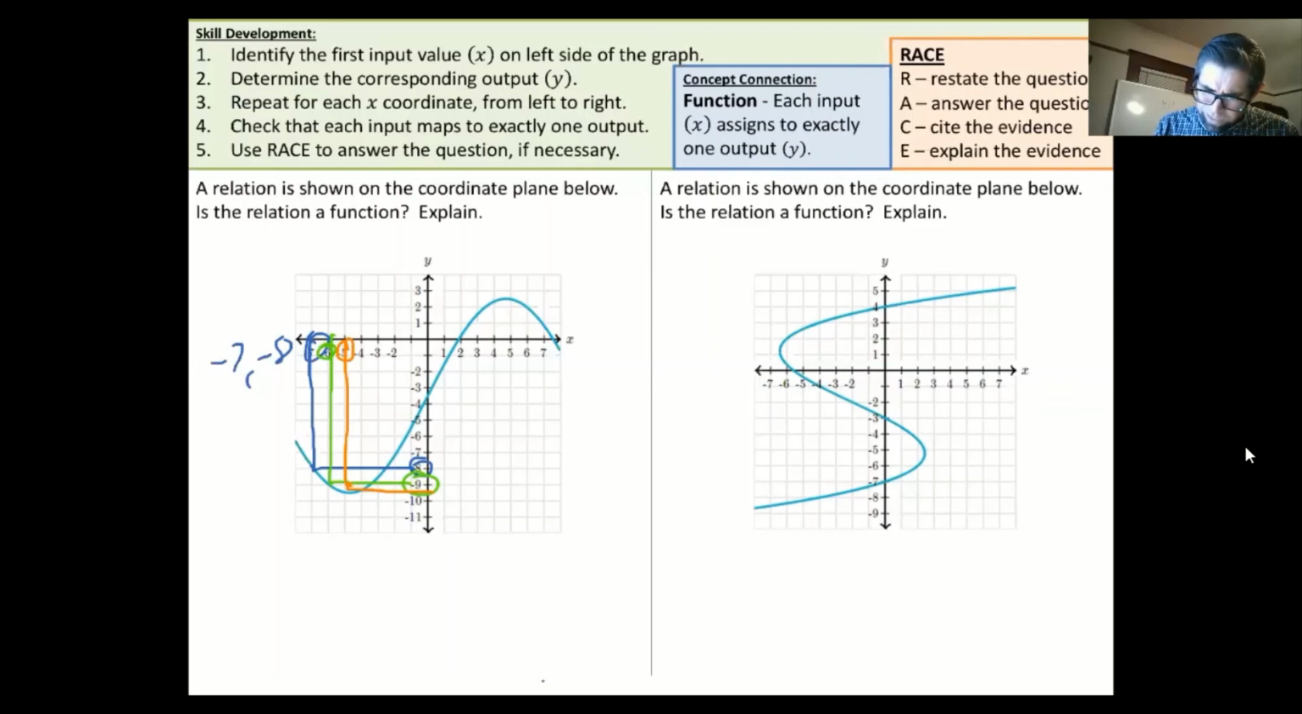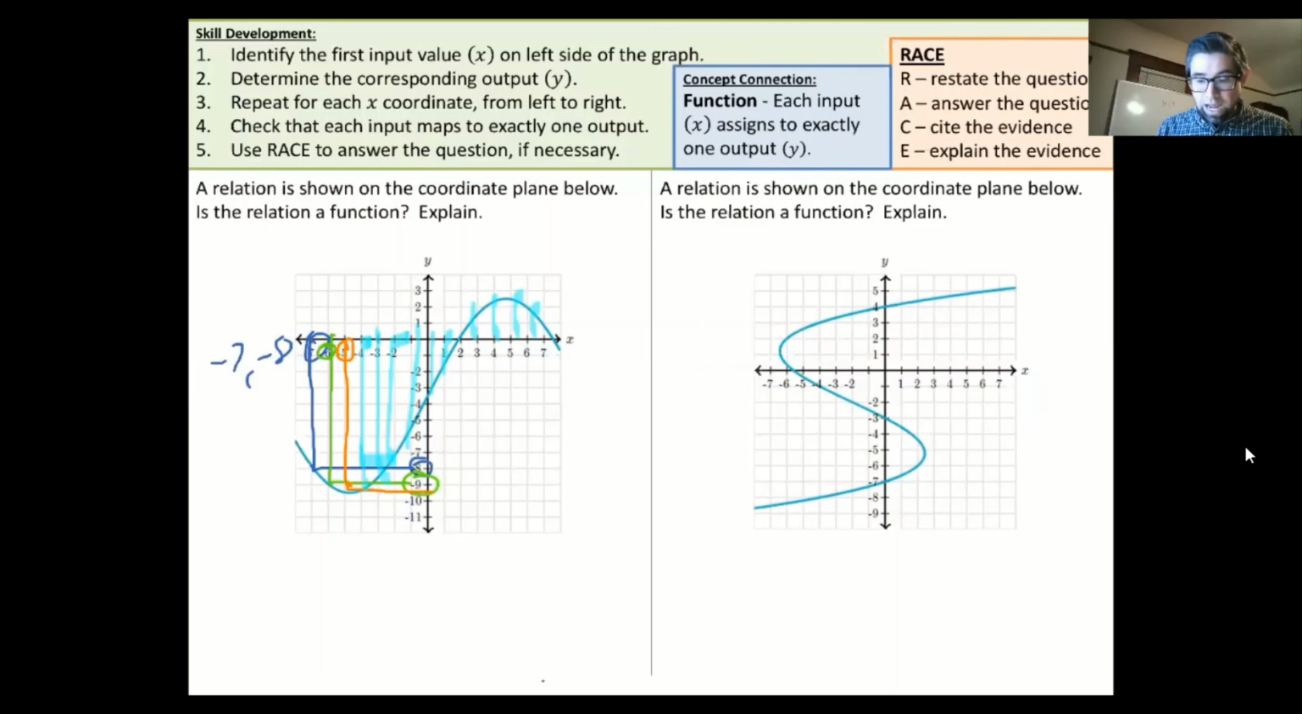Well, if we were to continue this and I were to check every single x value, going from -4, if I move that one down, it only touches the relation at one place. Here, -3 touches the relation at one place. Every one of these x inputs only touches the relation at one place. So this is a function. My problem is a function because each input is assigned to only one output.